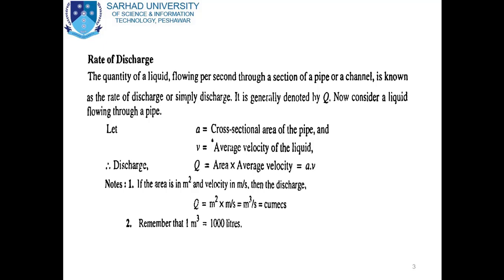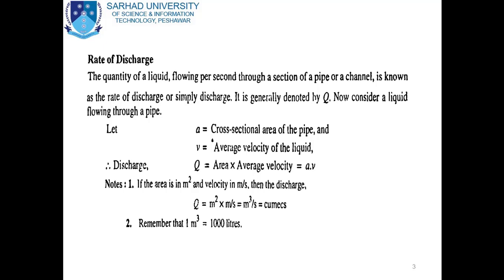So first of all, we will study rate of discharge. So what is rate of discharge? The quantity of a liquid flowing per second through a section of a pipe or a channel is known as the rate of discharge, or simply discharge. So the quantity of liquid flowing per second through any section is known as discharge. It is generally denoted by Q.